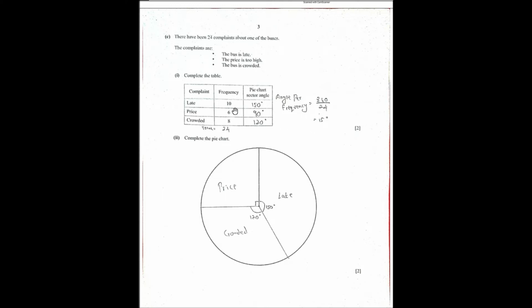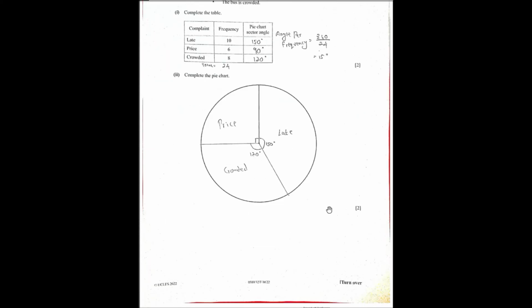So simply to find the pie chart sector angle for late complaint is by taking each frequency, which is 10, multiplying it by the angle per frequency, which is 15, and so we will get 150. So do the same for the rest of the two complaints, and you will get 90 and 120 respectively. So using your protractor, measure the angle and draw the pie chart as shown here.